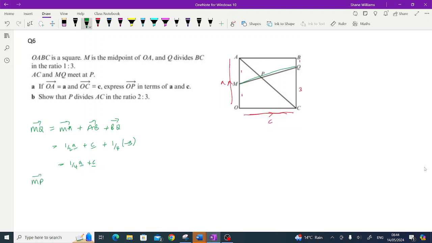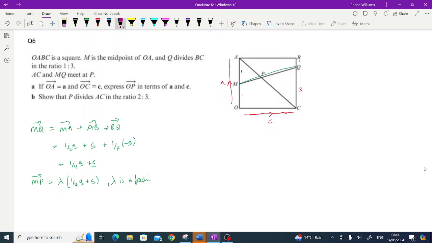So let's say that M to P is lambda, a new constant we're bringing in. It's lambda lots of MQ. Lambda is going to be a fraction. We don't really need to write this, but lambda is a fraction. So it's going to be something like a third or 2/5 or something like that.